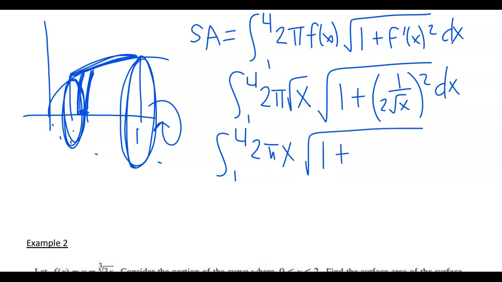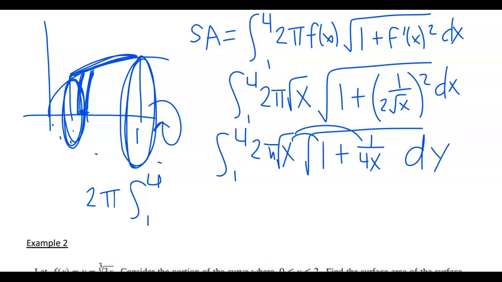So I end up getting 1 plus 1/4x, oops, square root, okay? Now, when these are both square roots, I can take this inside because they have the same exponential power. So I'm going to take this 2 pi out here and have this as 1 square root. So x goes inside the big square root, so x plus, and then when I have that here, I get 1/4.